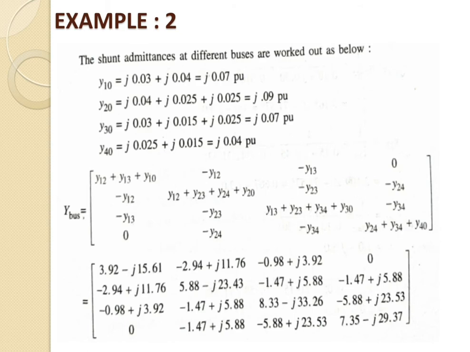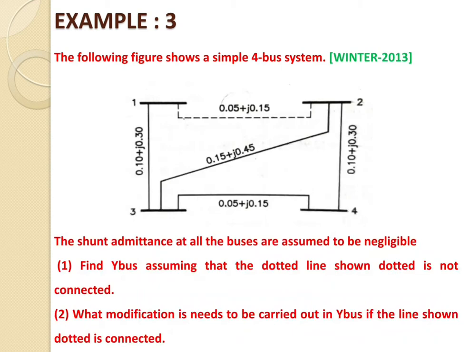Now we will go for example number 3 with a different pattern. So let's start with example number 3. The following figure shows a simple 4-bus system which was asked in winter 2013. This is the figure having a 4-bus system. Now the shunt admittance at all the buses is assumed to be negligible. So we have to assume a shunt admittance value of 0.